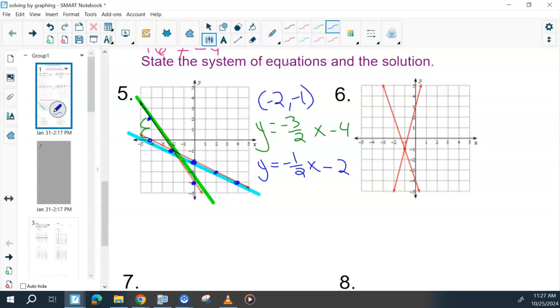Questions on that part? So that's just being able to recognize, write the equations, and find that. We'll do one more of these, and then we'll move on to how we actually graph our systems. So let's do number 6. What is the solution of that one? Where do those two end? -1, -1.